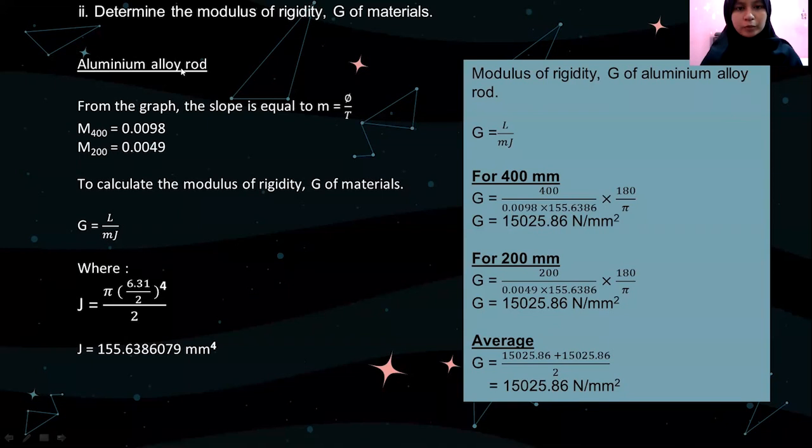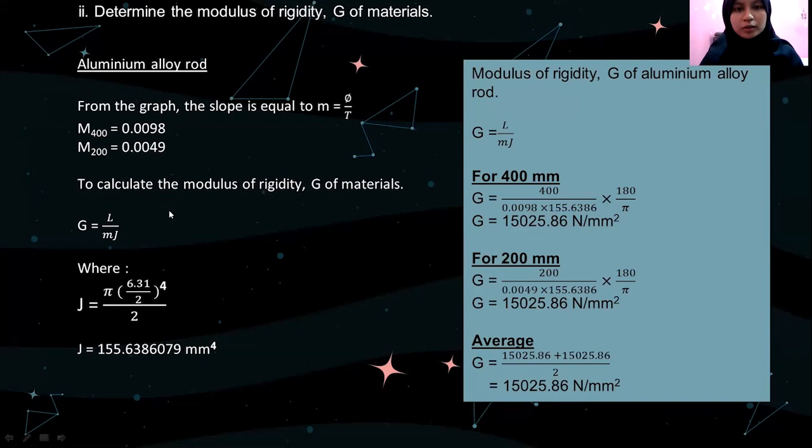This is for the aluminum alloy rod. And from the graph, the slope is M equals angle of twist divided by torque. So based on the graph, the gradient of 400 mm in length is equal to 0.0098, while the gradient for 200 is equal to 0.0049.